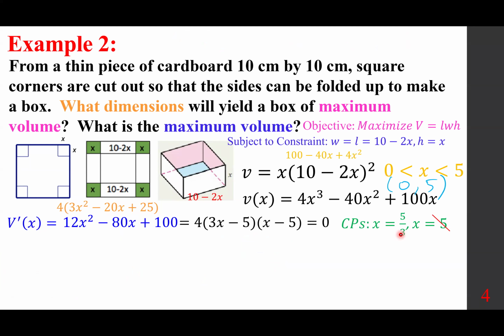Local becomes absolute. We can do the first or second derivative test. Second is easier. V double prime is 24x minus 80. And remember what you should do. You should evaluate this at x equals 5/3 just to see if it's positive or negative. So V double prime of 5/3 is 24 times 5/3 minus 80.